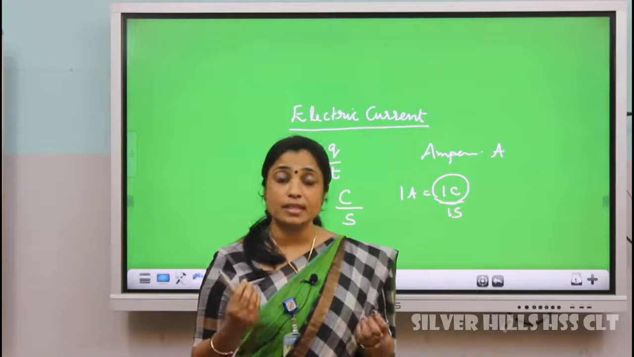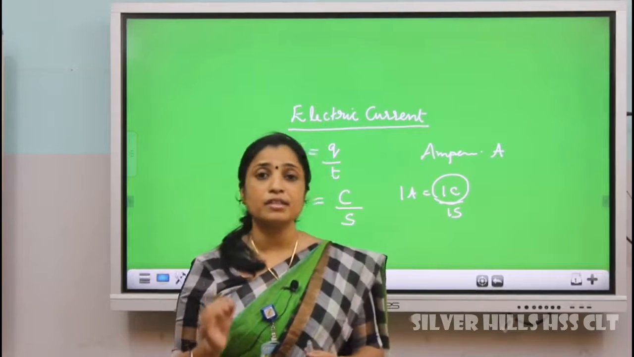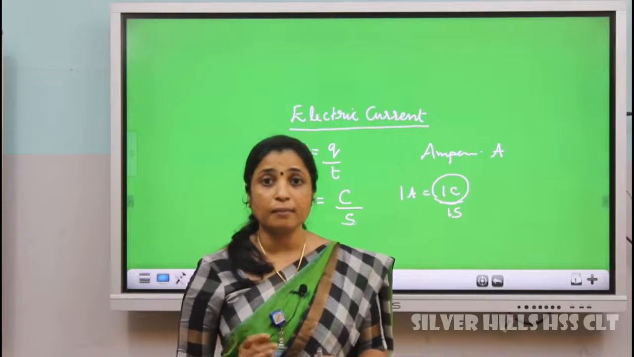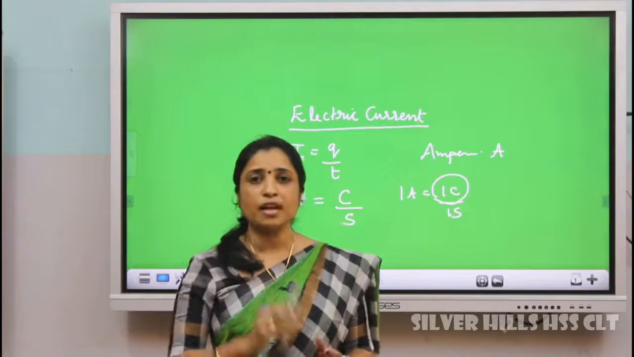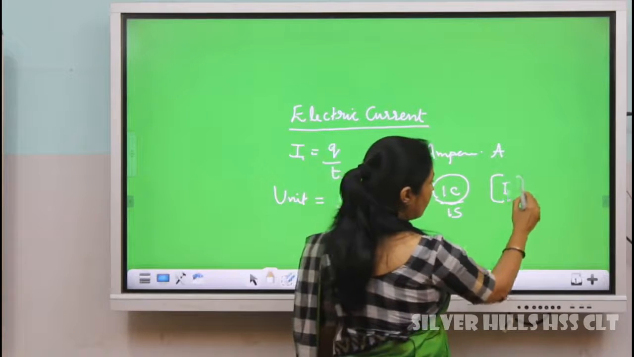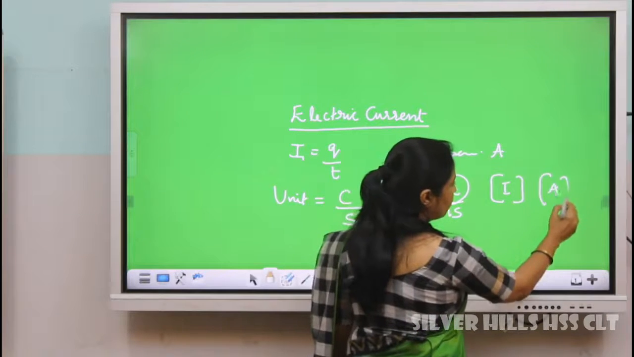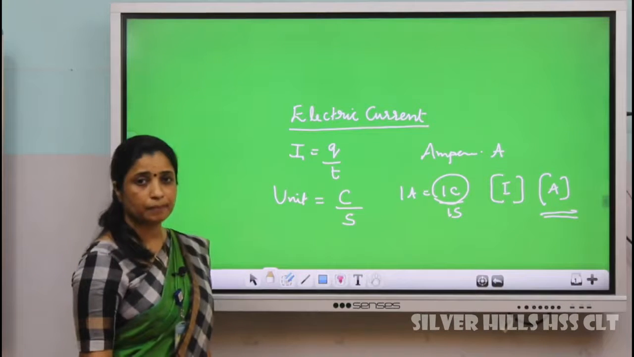Now let's see what is the dimensional formula of current. Current, you know, is a fundamental quantity which is one among the 7 fundamental quantities which you have learned last year. So the dimensional formula of current is I or A. Usually we go for A as the dimensional formula of current.